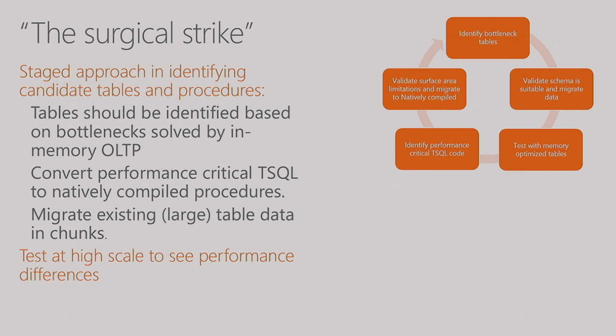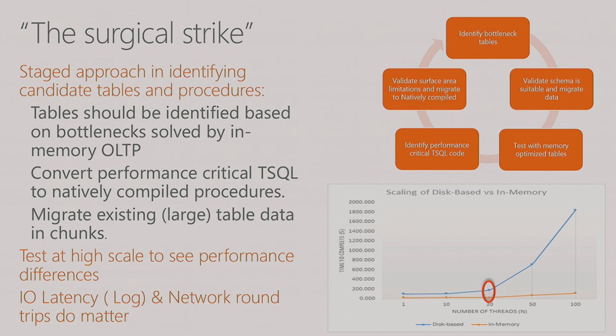A couple of things to remember: when testing in particular, you have to test at scale to see some of these benefits. If you test at low scale, you might not hit the contention that you would otherwise hit, right? As devs in particular, you look at this chart and you see at low scale there's hardly any difference, and as you ramp up scale, the time for the on-disk workload increases exponentially, whereas the memory optimized table is pretty linear as scale goes up. The other thing is I/O latency.